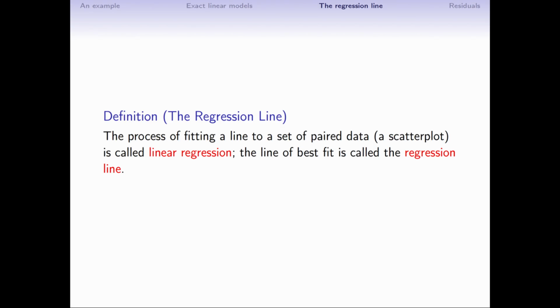The process of fitting a line to a set of paired data, a scatter plot, is called linear regression. The line of best fit is called the regression line. Now, I think one way to get into this is just to look at some paired data, a scatter plot, in StatKey, and use StatKey's built-in regression line calculator. That way we can study some aspects of the regression line without worrying about how that regression line is actually formed. So let's head over to StatKey and look at some data.